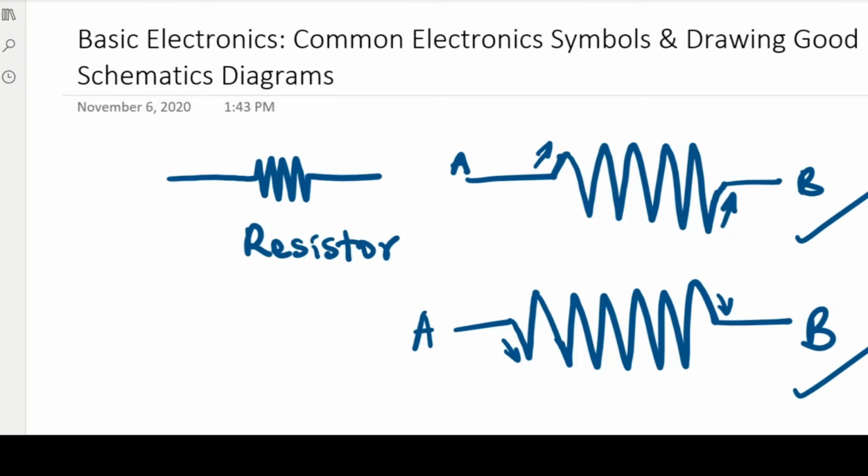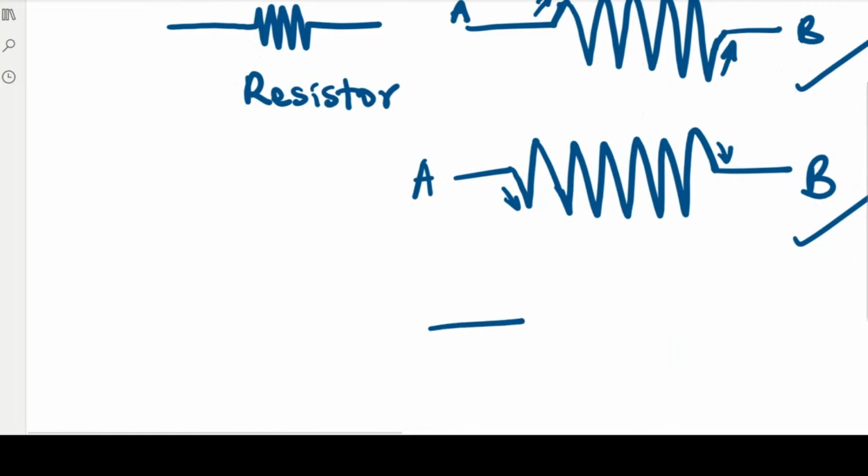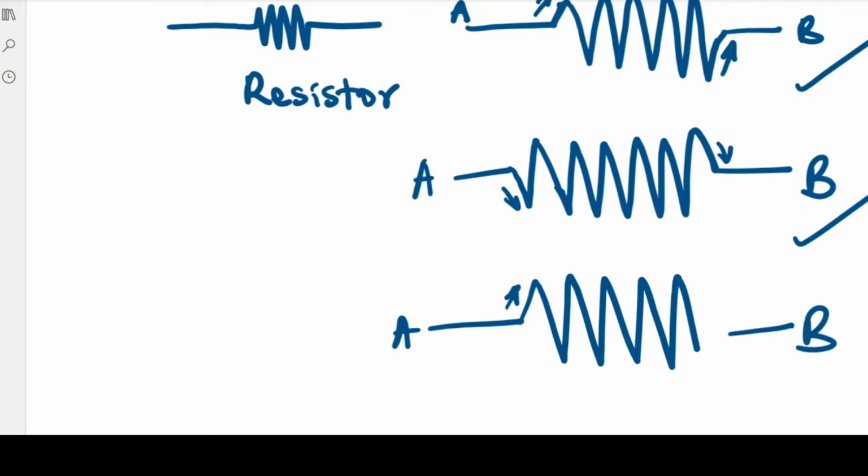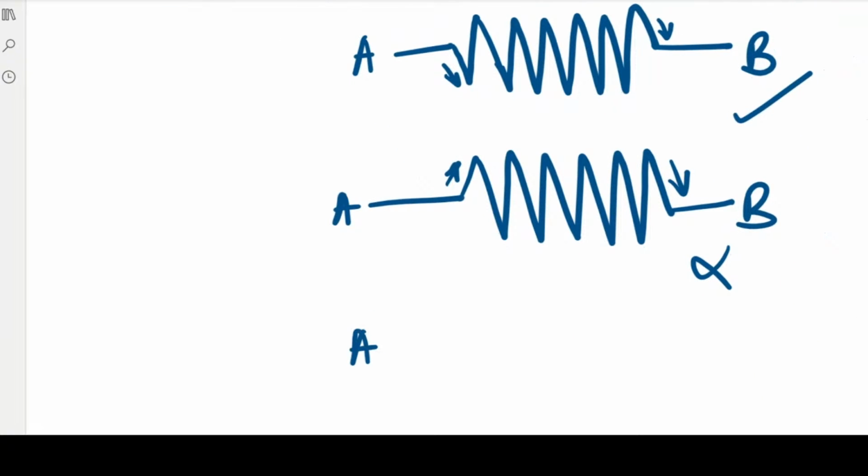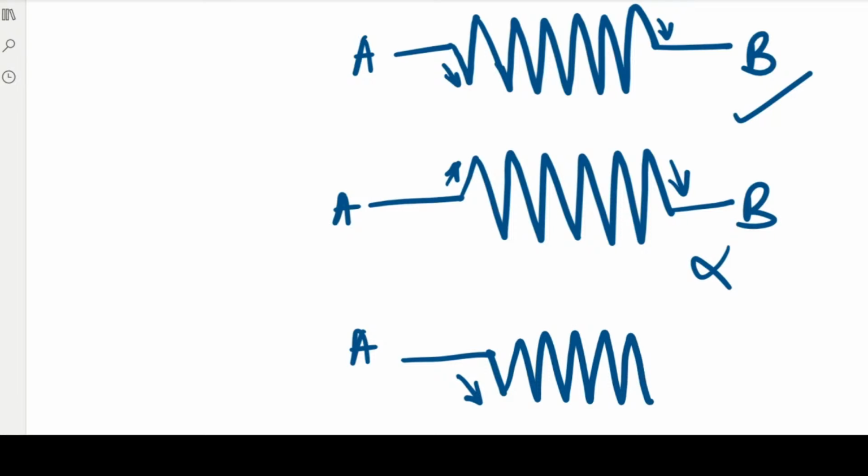You should never draw a resistor like this. So we're going to do A, and I'm going to do B here. You should never draw resistors starting with up and ending with down. This is a bad way to draw a resistor. Likewise, you should never draw a resistor starting with down and ending with up. No.